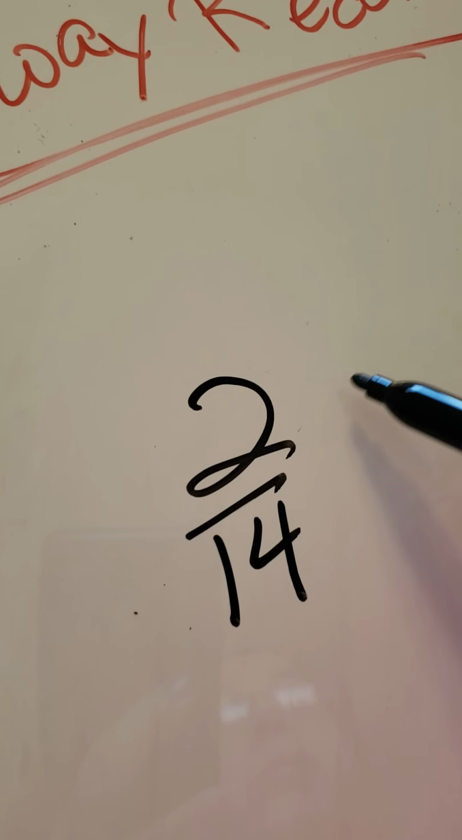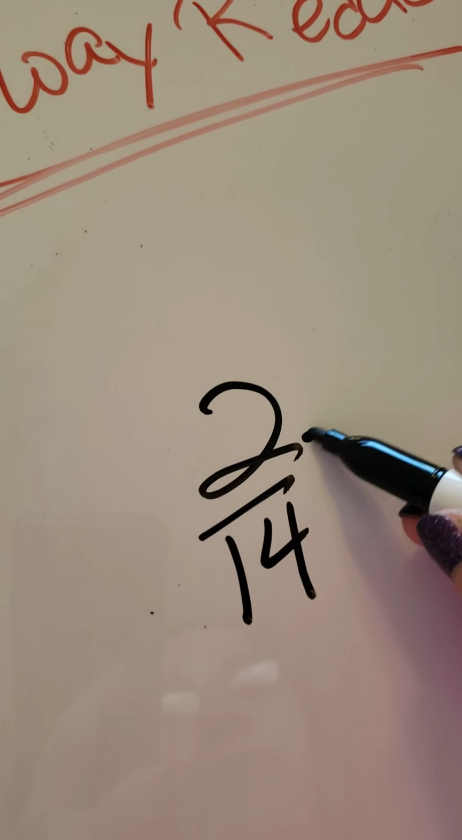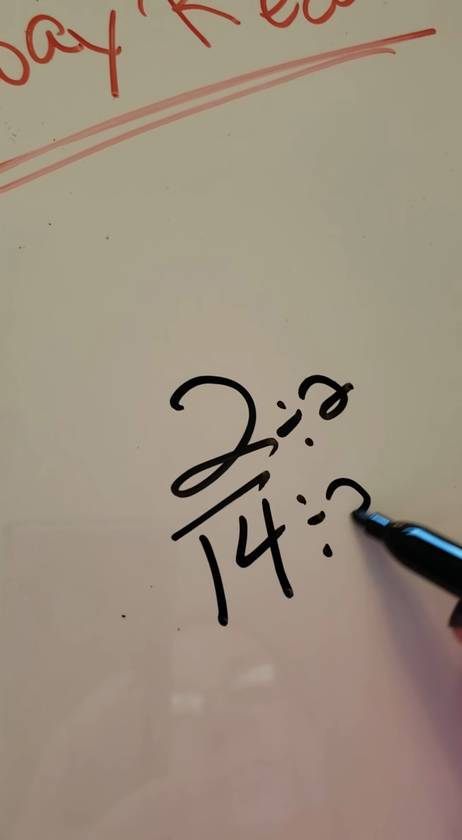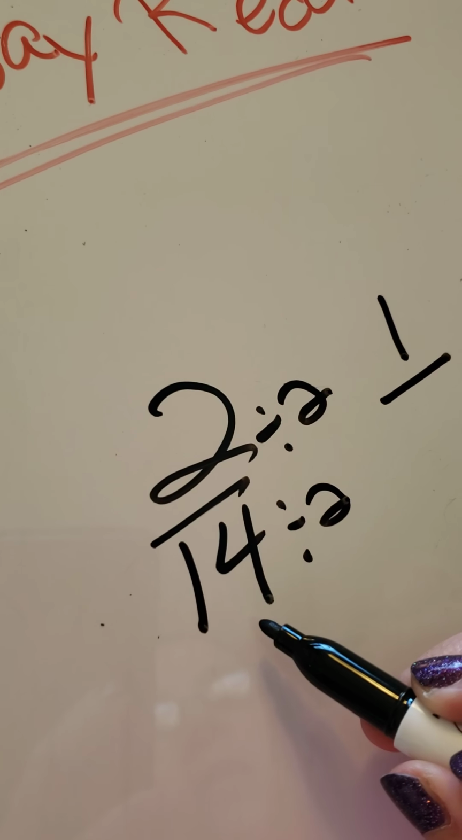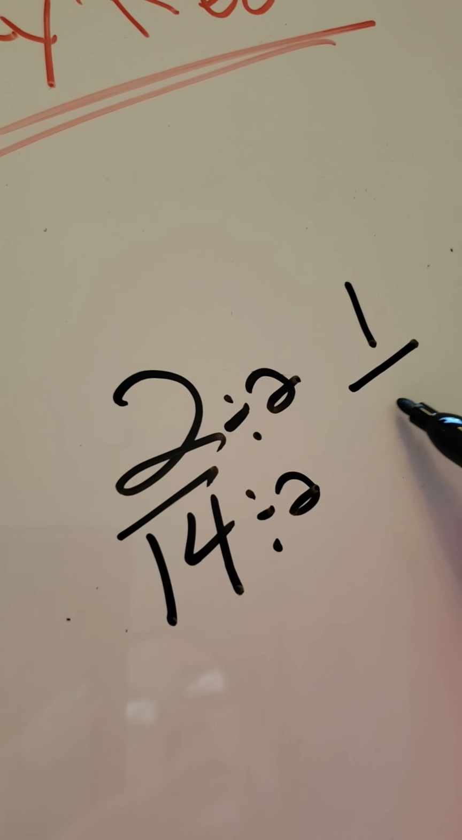Okay, these are both even numbers, so what can go into every even number? 2. Divide them by 2. 2 divided by 2 is 1. 14 divided by 2 is 7.